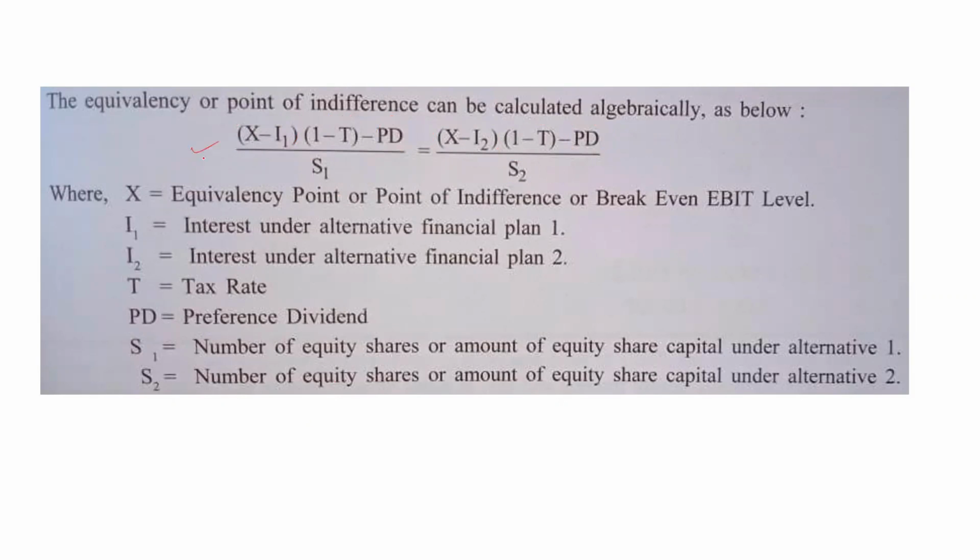Okay, and when you solve this equation, this value of X shall produce the value of EBIT which shall give you the same level of earning per share. So the value of X, by solving this equation, shall be known as the equivalency point or point of indifference or break even earning before interest and tax level. At that situation, that shall be the level which shall produce an equal amount of earning per share. I hope you have got the idea.